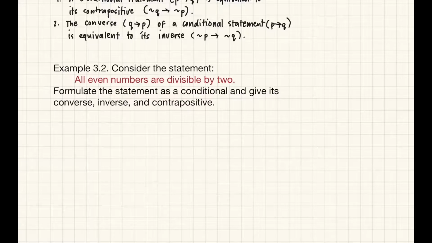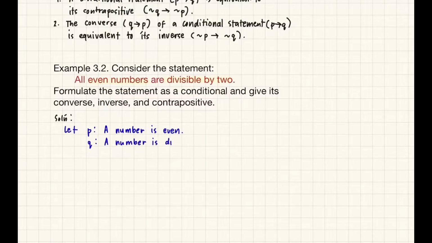So for example 3.2, we are given the statement, all even numbers are divisible by 2, and we are to formulate its conditional statement and then to give its equivalent converse, inverse, and contrapositive. So how do we do this? First step is we have to break down the statement into two separate statements. Okay, so all even numbers and the statement divisible by 2. So we have to let P be a number is even, and then let Q be the statement a number is divisible by 2.